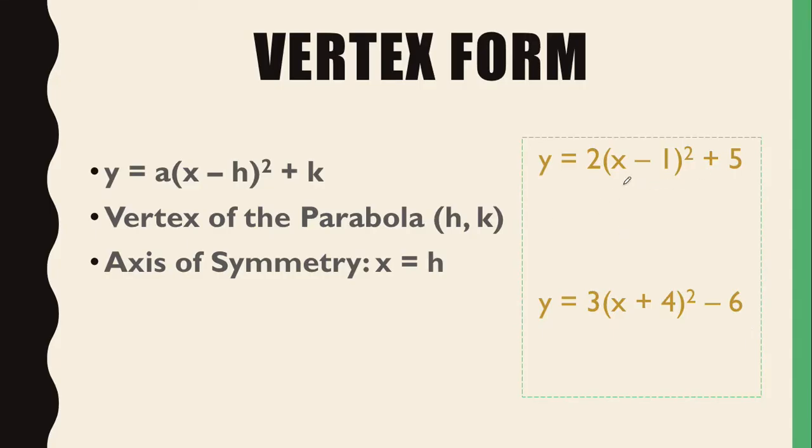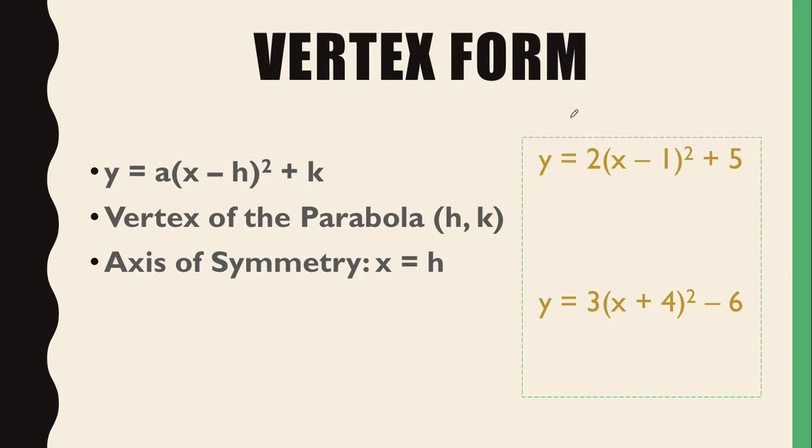So let's look at these equations. These are both vertex form equations. And you just need to know each and every part of this equation and break it down. So for this one, y equals 2 times (x minus 1) squared plus 5, I need to be able to look at this and know, okay, what is my vertex? Is this parabola facing up or down? How does it look? And so forth and so on.